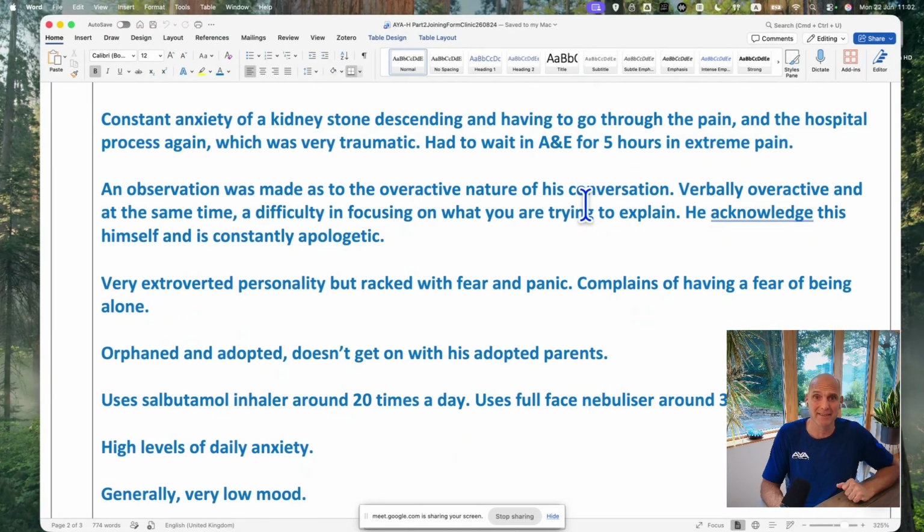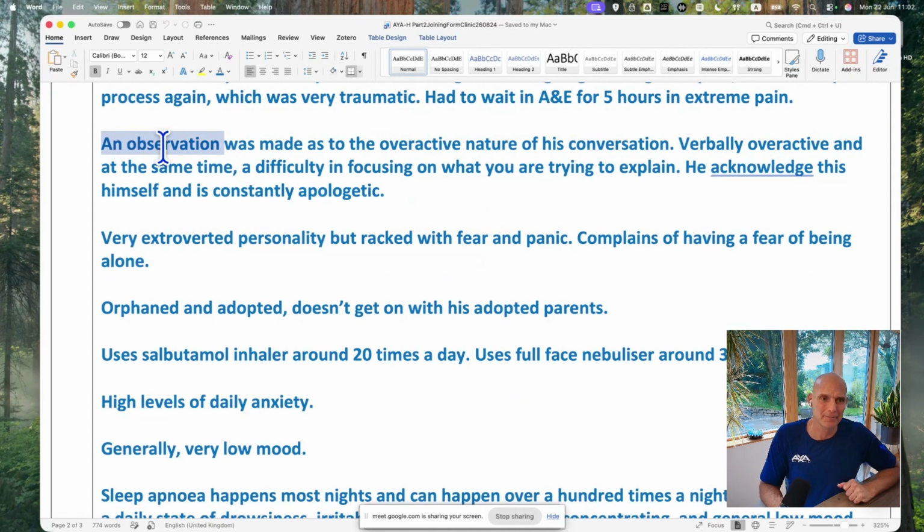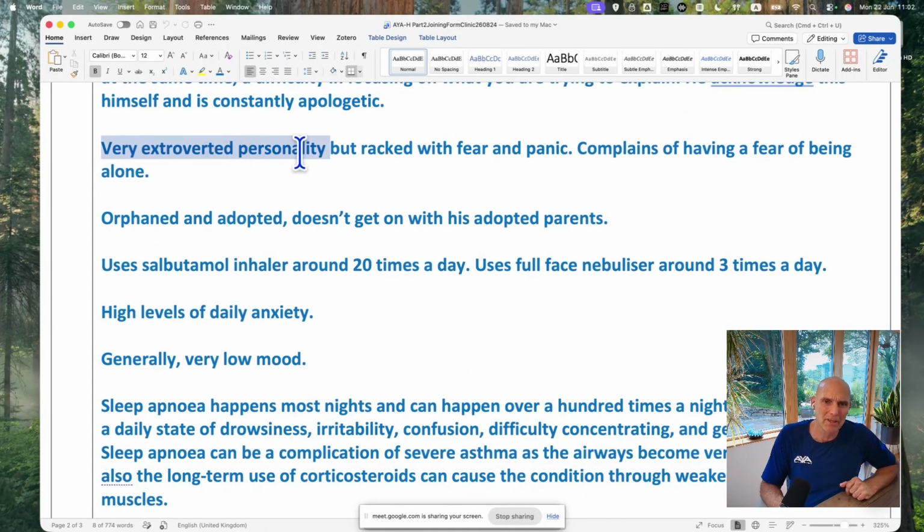Constant source of extra anxiety, that is. Now, during the meeting, the healer observed the overactive nature of his conversation. He was very verbally overactive, and at the same time he had difficulty focusing on what you were trying to explain. He seemed to acknowledge this, and was constantly apologetic about it. So he's a very extroverted personality, but at the same time racked with fear and panic, and complains of having a fear of being alone.